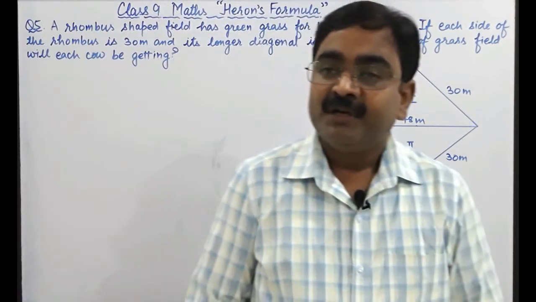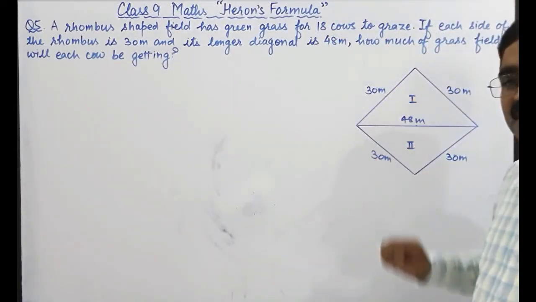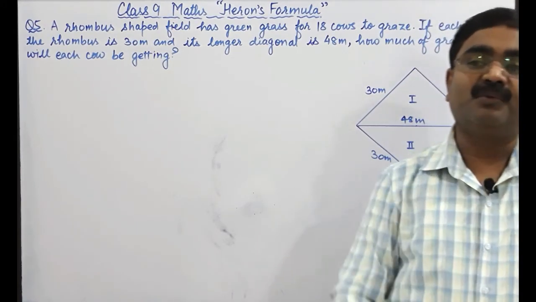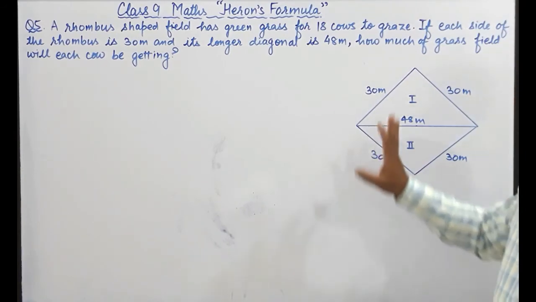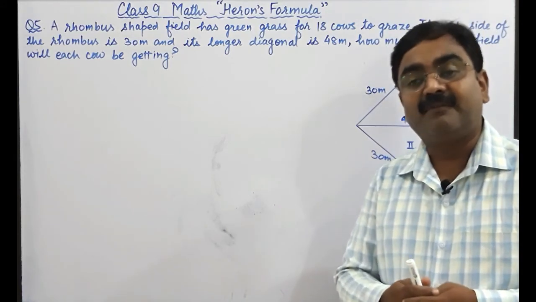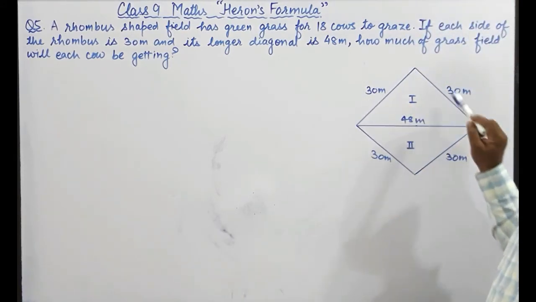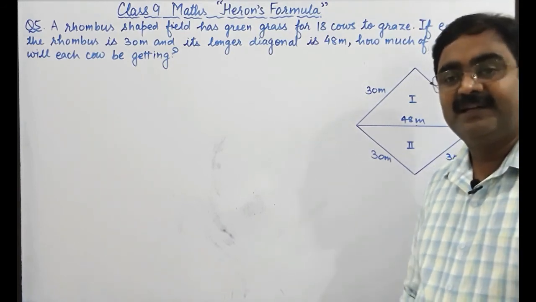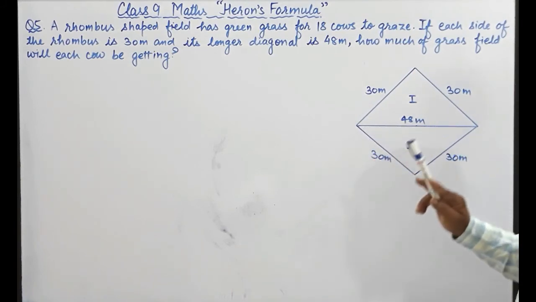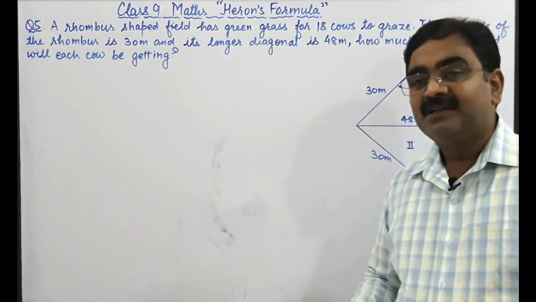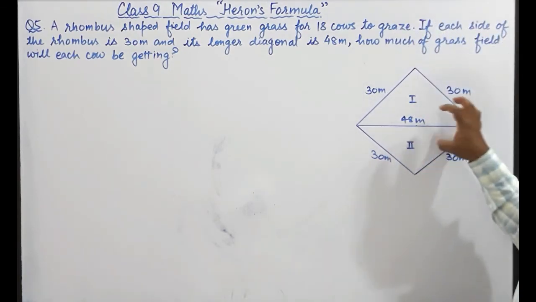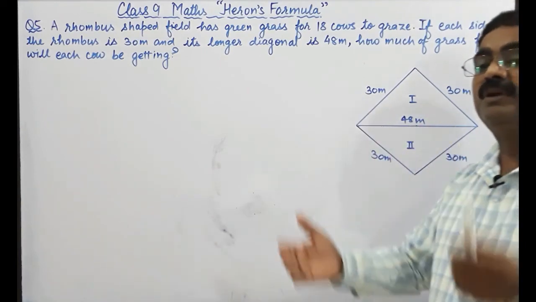It means, of this field, how much area is for one cow, that is required in this if there are 18 cows. Okay, so to find this, first of all we have to find out the area of this rhombus. As this diagonal is drawn, you know that a diagonal of a rhombus divides this rhombus into equal triangles.